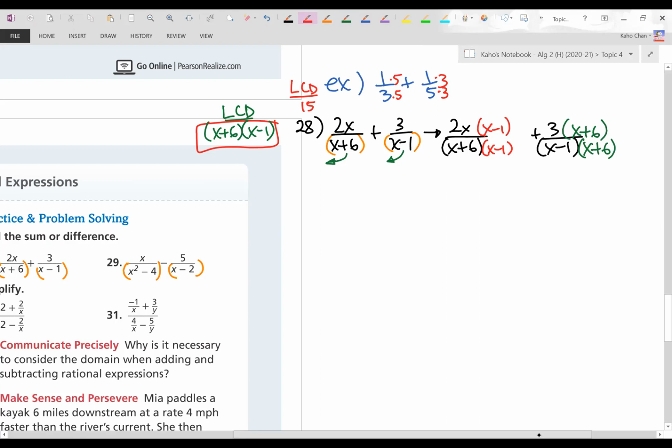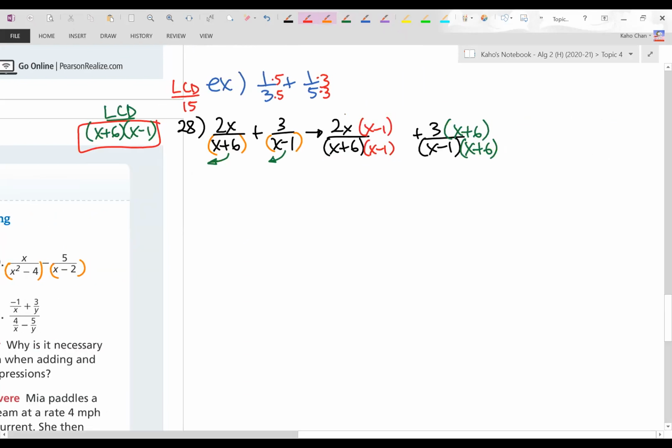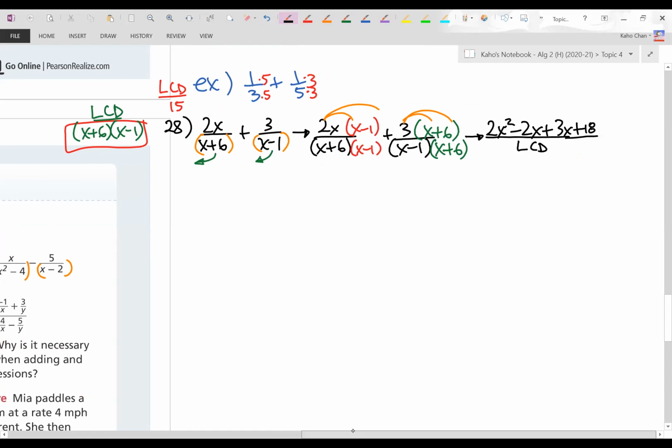Let's finish this. Distribute the 2x right there and distribute the 3 right there. Move that over a little bit. That was pretty cool, slick. In the numerator, I'll get 2x squared minus 2x plus 3x plus 18, all over the LCD. Let's clean that up. 2x squared, negative 2x plus 3x is 1x, all over the LCD, and we'll write it out now.